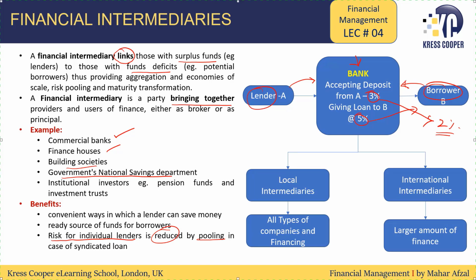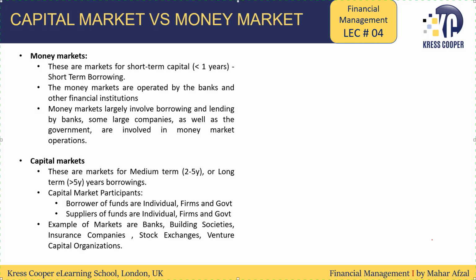These intermediaries might be in the local market or in the international markets. Usually, in the international markets where a large amount of financing is required, companies approach the international market. Otherwise, companies usually take financing from the local markets. If companies are looking for borrowing, this borrowing might be from the money market or from the capital markets. If the borrowing is for a period of less than 1 year, the borrower will approach the money market. And if the borrowing is required for more than 1 year, which is called medium term or long term, then the borrower will approach the capital markets. Examples of capital markets are banks, building societies, insurance companies, stock exchanges, and venture capital organizations.